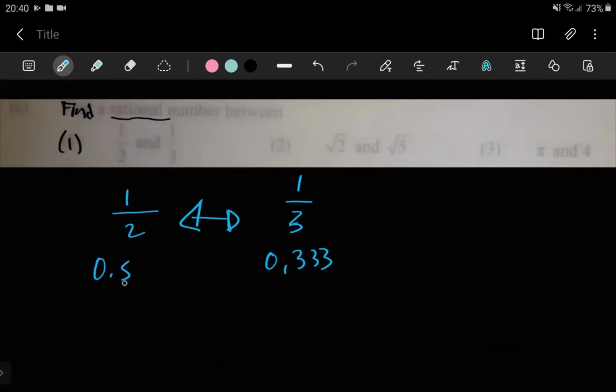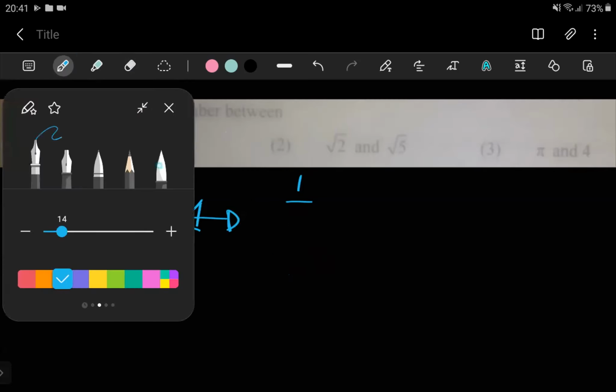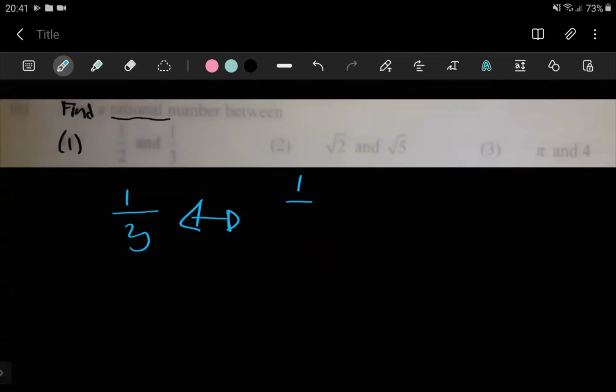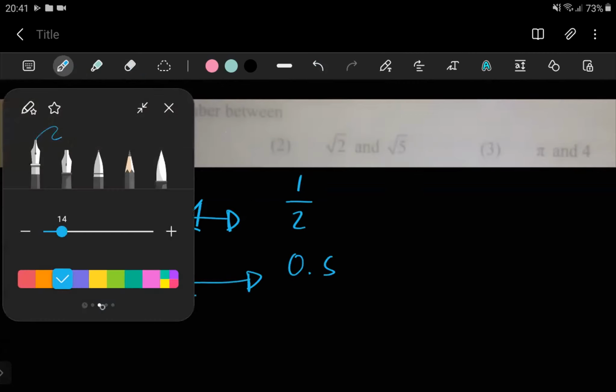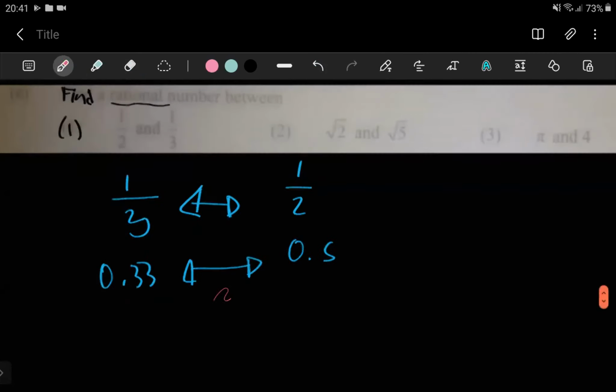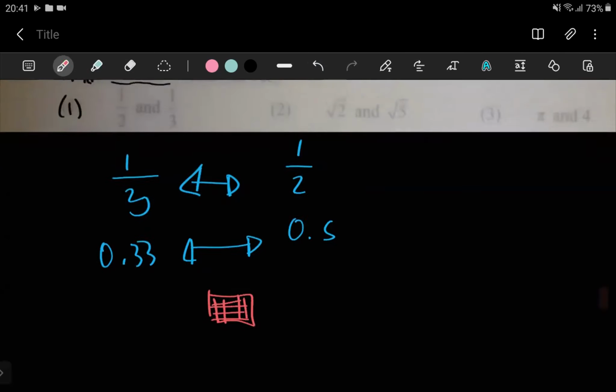So between the 0.5 and the third, they want us to find a rational number. I think we should swap these two and write the smaller one first and then the bigger one after, because it's going to help us work out something that looks normal. Do you get? Yes. Cool. Luckily, what you can do here is look at the decimals. What kind of decimal can we think of that can be easily written as a normal looking fraction?